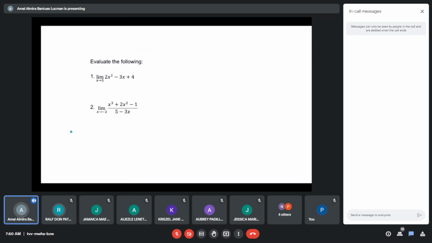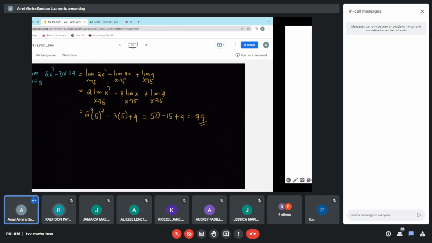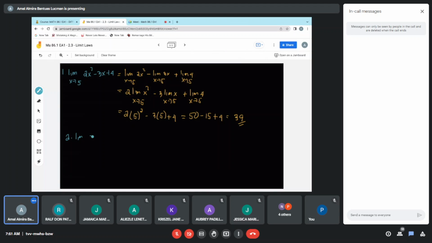Yes, ma'am. Okay, number 2: x cubed plus 2x squared minus 1 over 5 minus 3x, as x approaches negative 2. Negative 2. Okay. So that would be the limit as x approaches negative 2 of x cubed plus 2x minus 1 over the limit of 5 minus 3x as x approaches negative 2, which can further be simplified.